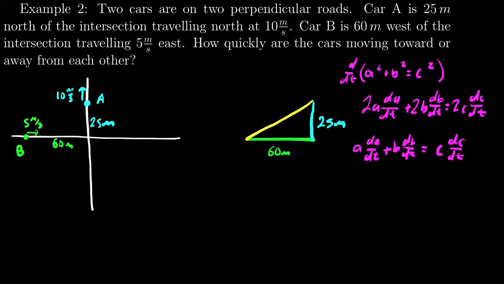And now let's start looking at this. So I want to find dC/dt. I want to find how quickly this is changing. I know that A is currently 25. I know that dA/dt is positive 10, so let me put that in. So A is 25 meters. And dA/dt, since A is getting larger, I'm moving away from the intersection. This will be a positive 10.